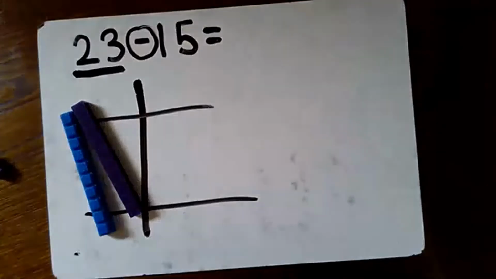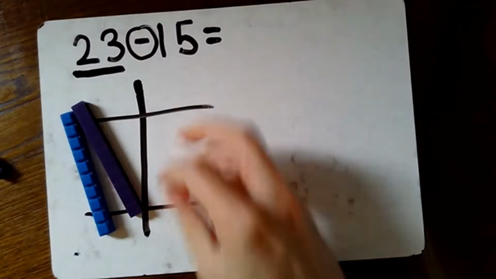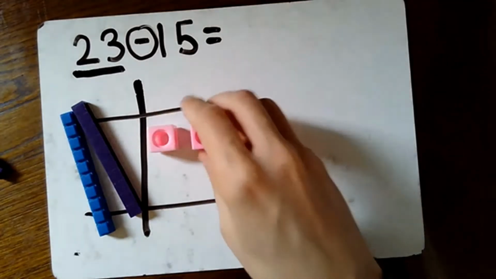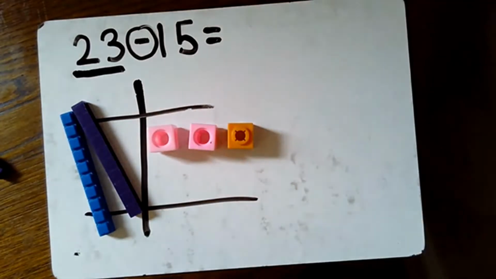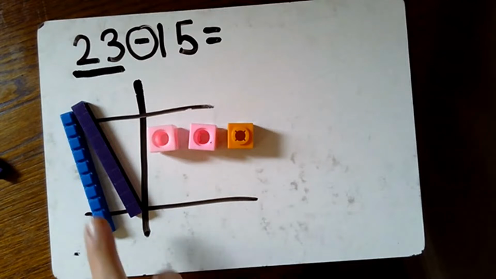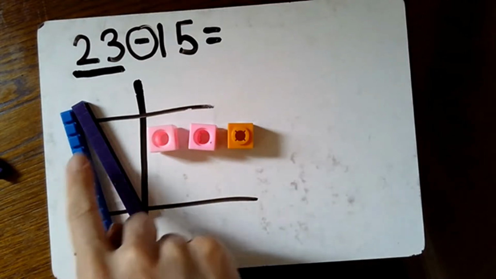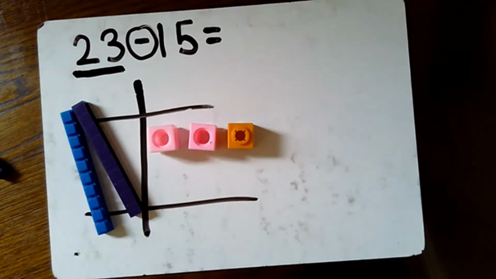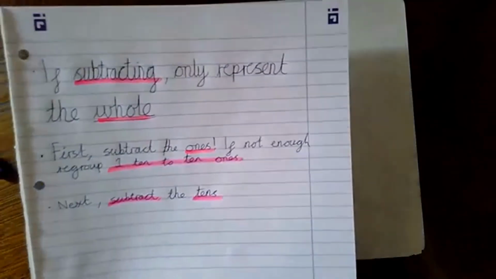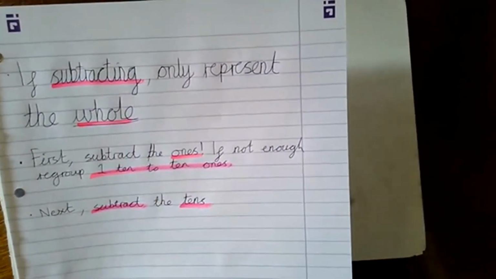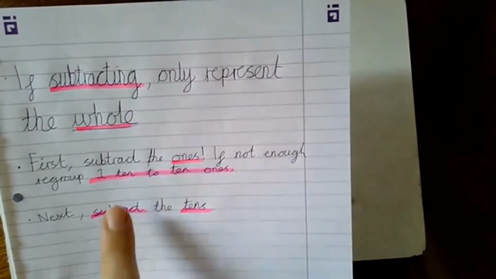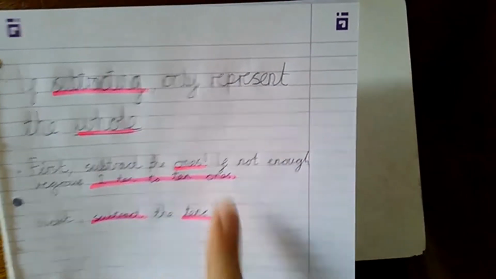I'm going to use the slightly bigger cubes here to make it really clear. 23. Okay, don't worry about the different colours. There's my whole: 2 tens, 3 ones. And we know now the first thing to do is subtract the ones. If there's not enough ones, regroup 1 ten to 10 ones.